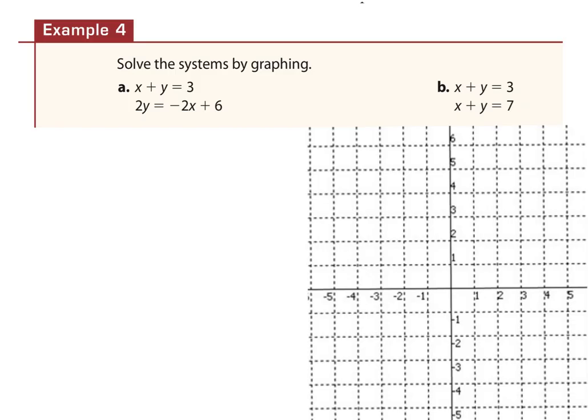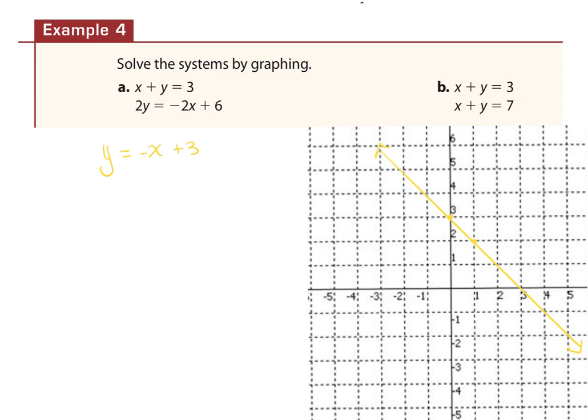Solve the systems by graphing. So let's look at this first one. I'm going to put it in slope-intercept form and then graph. So my first one, I'm going to move my x over. I get y equals -x plus 3, right? So if I graph that, I get a +3 down 1 over 1, right? And I get this line right here. All right, so this is my first line.